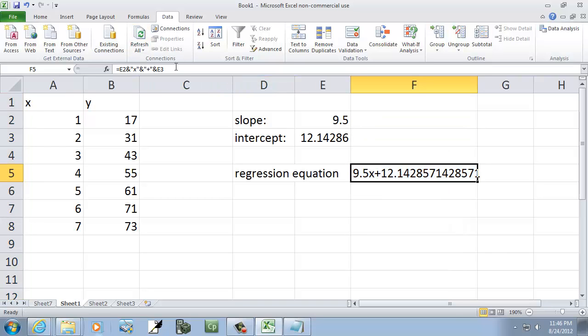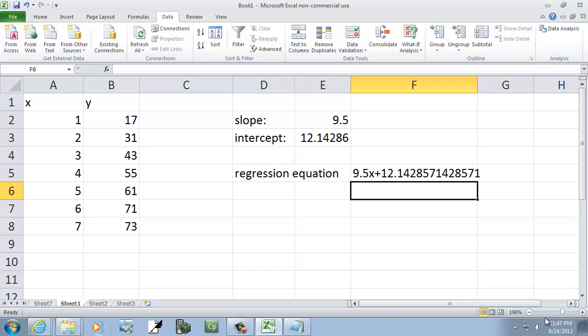So if I come here and click up here, okay, you see it down here. Now E2 refers to our slope right there. Then the ampersand concatenates, and then I'm concatenating an x on there, and then the ampersand again, and then I'm concatenating a plus, which is kind of problematic, because if it's negative, it'll say plus minus, and then E3, which is my intercept. Again, it gives us that.